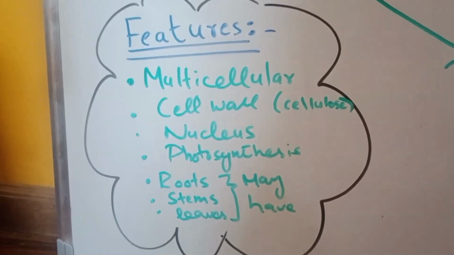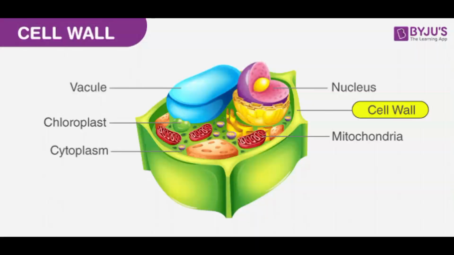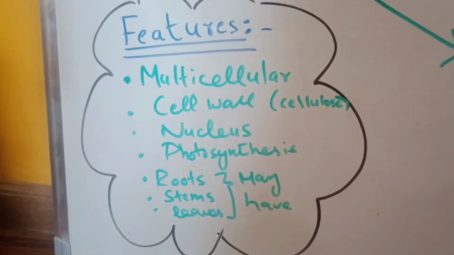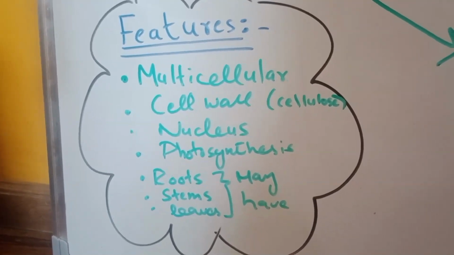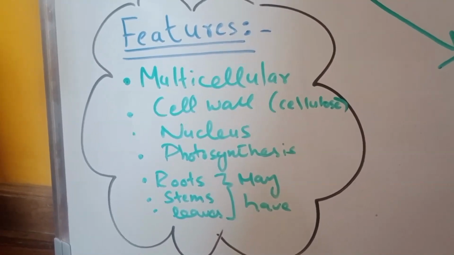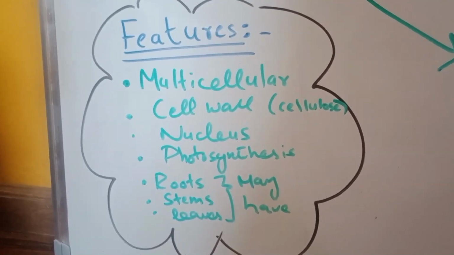They do have a nucleus. This is the diagram of the plant cell. You can see the main features are cell wall, nucleus, vacuole, which is in the center of a plant cell, chloroplast, and cytoplasm. They are eukaryote. They do photosynthesis, and they may have or may not have roots, stems, and leaves.